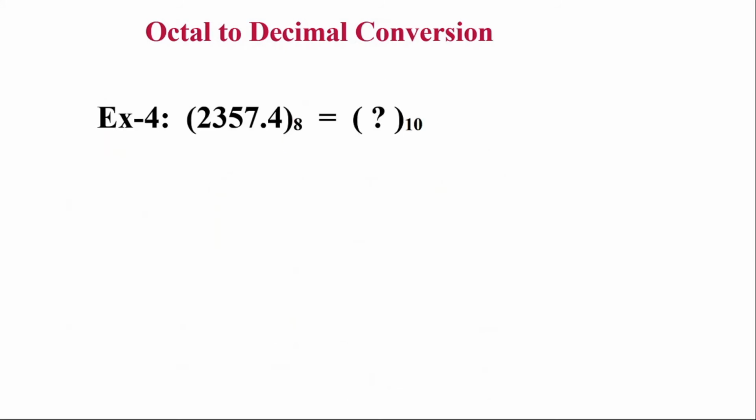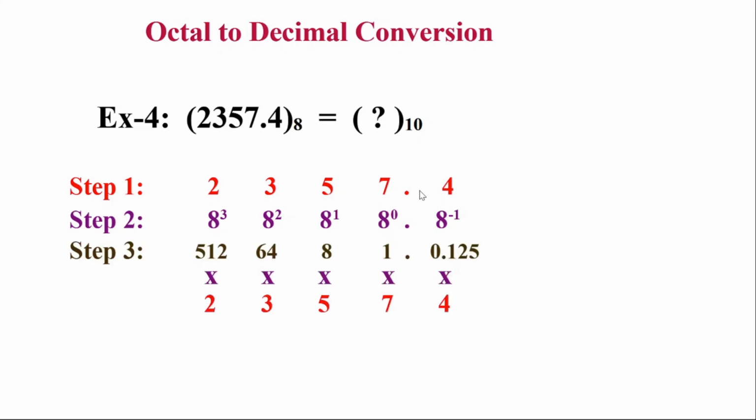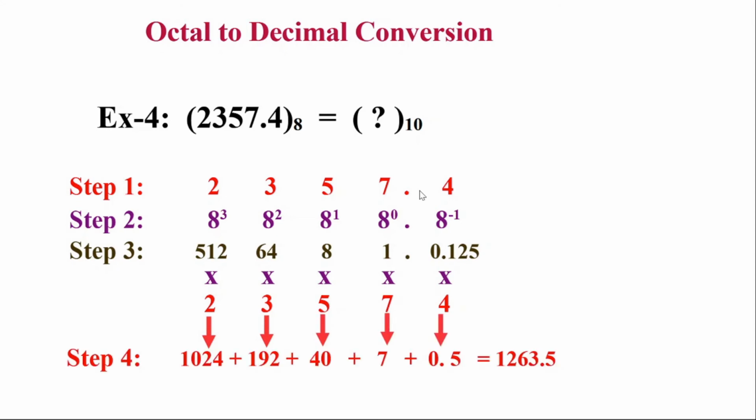Next, let us consider another example 4, where we have to convert the octal number 2357.4 into decimal. What we have to do? Here also we have to follow the same procedure. Only we have to consider the octal point and we have to perform the operations as discussed earlier, and finally we have to add up the results.